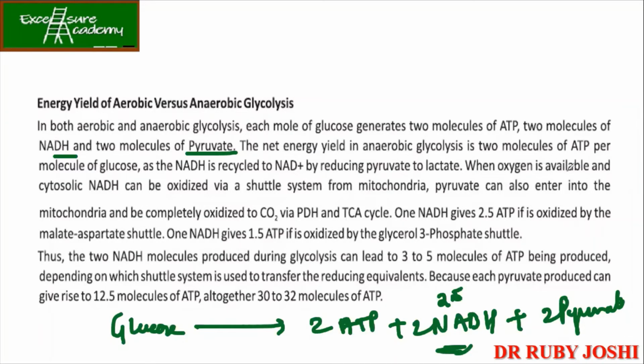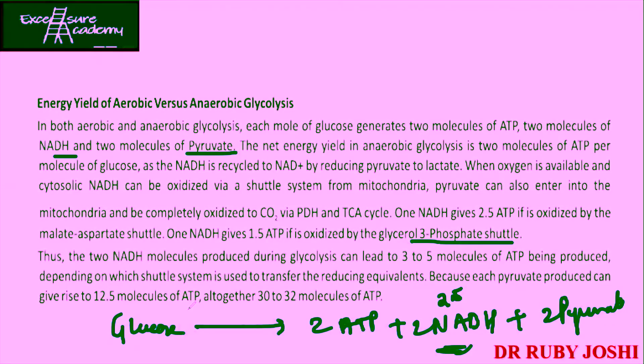Now, whenever oxygen is available, the cytosolic NADH can be oxidized via a shuttle system from the mitochondria, and pyruvate can also enter the mitochondria. Then it will enter the TCA cycle. The NADH gives around 2.5 ATP molecules if oxidized, and 1.5 if it is oxidized by the glycerol 3 phosphate shuttle. We'll talk about both these shuttles. The 2 NADH molecules produced during glycolysis can lead to 3 to 5 molecules of ATP depending on the shuttles, and each pyruvate can give rise to 12.5 molecules of ATP.